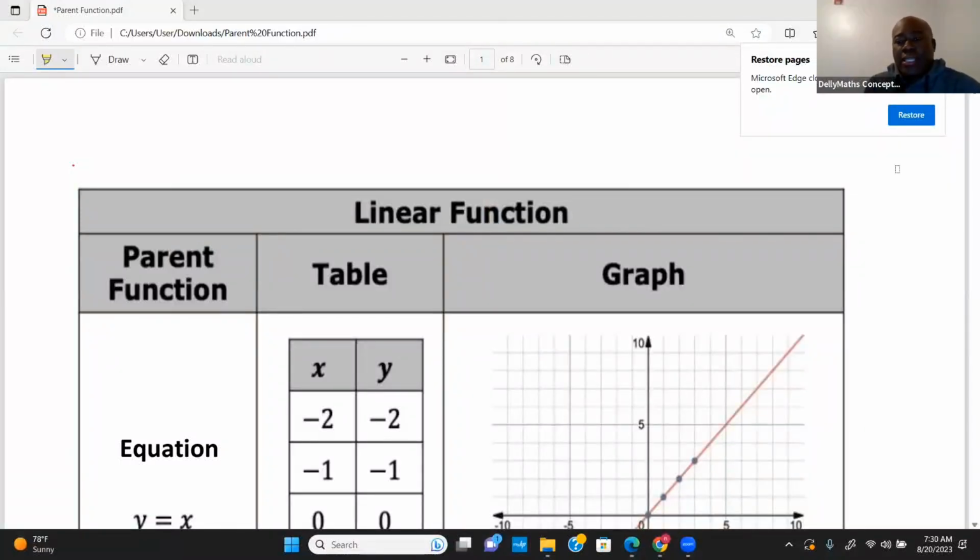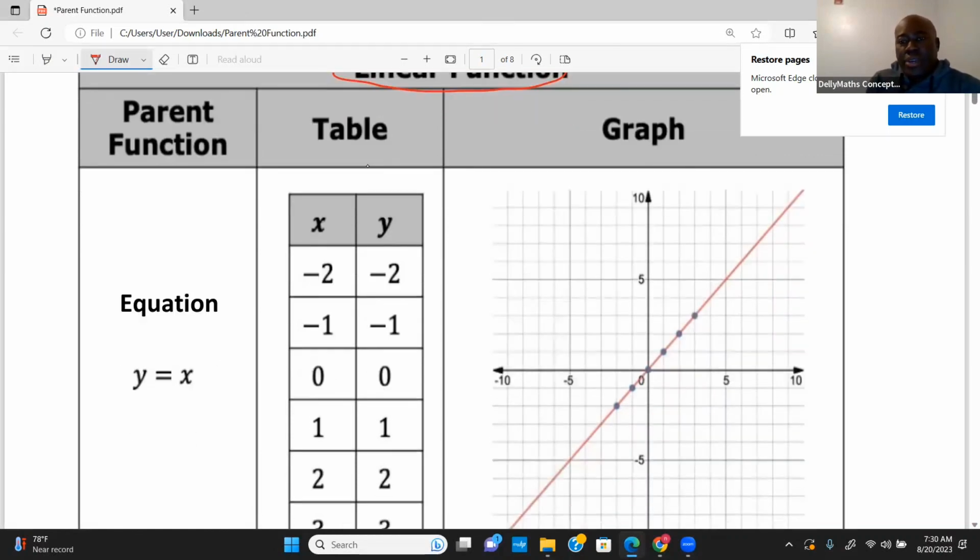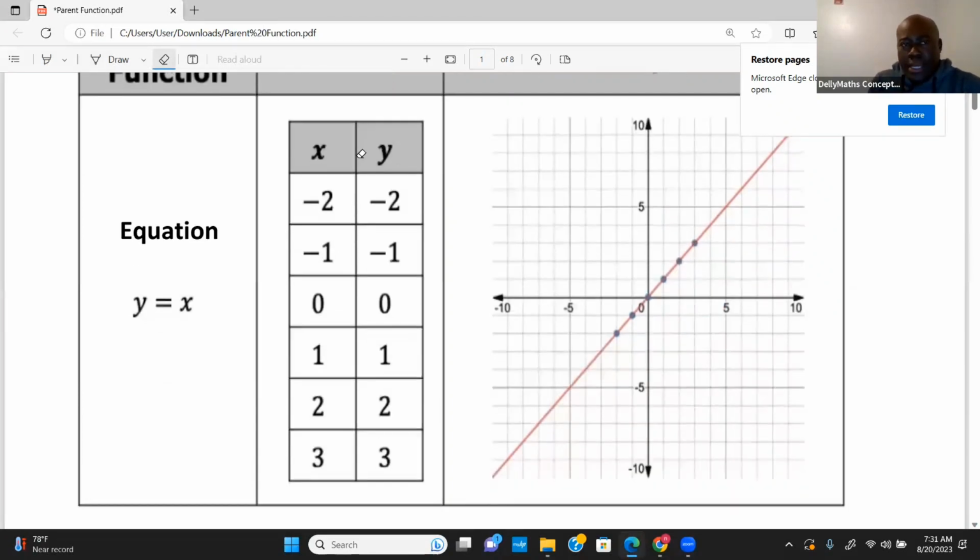So what we're looking at here is our first parent function. And the parent function that we're looking at is a linear function, right? So a linear function suggests that we're dealing with what is called a straight line. If you take a look here, we'll notice that we're seeing a straight line. That's what linear means, right? Line. So we're dealing with a straight line.